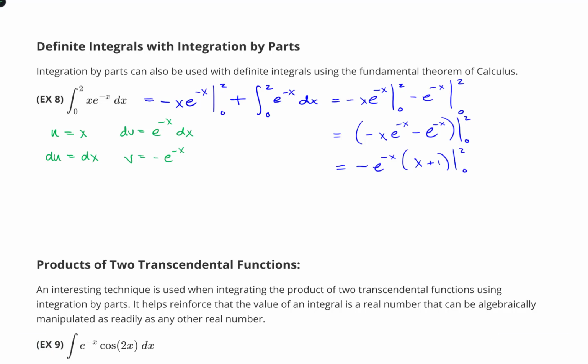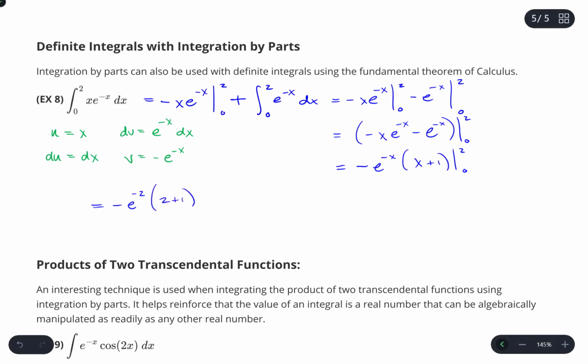So at this point, let's go ahead and plug in the endpoints and use the fundamental theorem to get our final answer. So negative e to the negative 2 times 2 plus 1, right? Then minus negative e to the negative 0 times 0 plus 1. All right, what can we simplify? So this is going to be negative e to the negative second times 3.